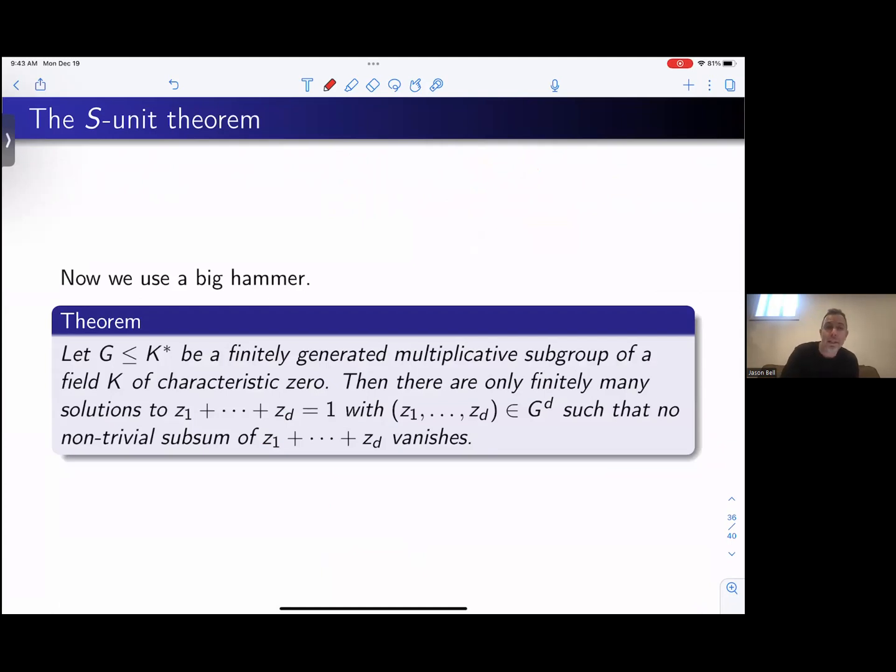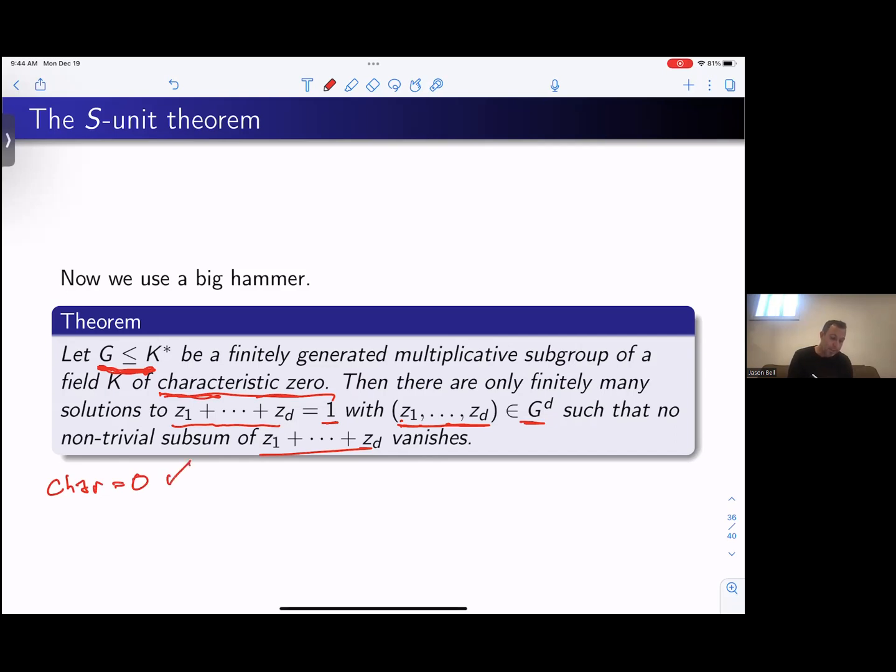And like I said, we can work with what's called the S-unit theorem. So what is the S-unit theorem? The S-unit theorem is a very beautiful theorem. Who is it due to? I'm not sure. It's probably Evertse and Györy, maybe Schmidt. A lot of people did work on this S-unit theorem. But the point is, this is the most general version. If we have a finitely generated subgroup G of the multiplicative group of a field, and it's important that we have characteristic 0, then there are only finitely many solutions to the equation z1 plus ... plus zd equals 1, where we insist that all the entries are in G, and that no non-trivial subsum vanishes. And I guess examples due to Lech from the 50s show that you need characteristic 0.